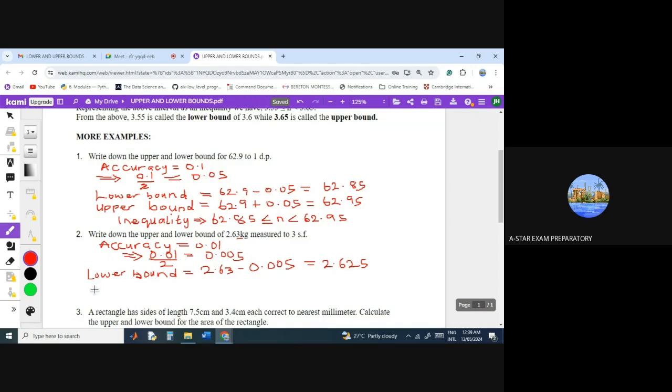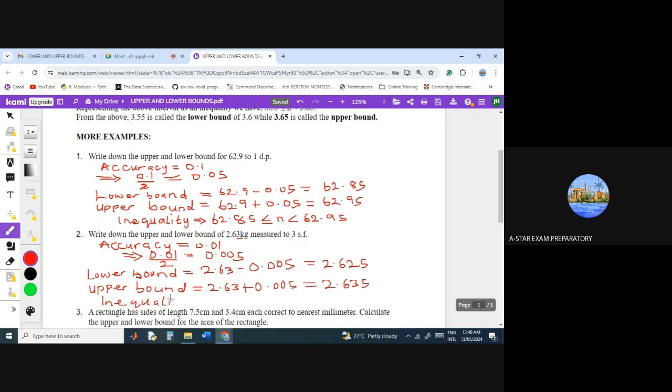Now let's look at the upper bound. For the upper bound, we simply add, so that will be 2.63 plus 0.005, and that gives us 2.635.